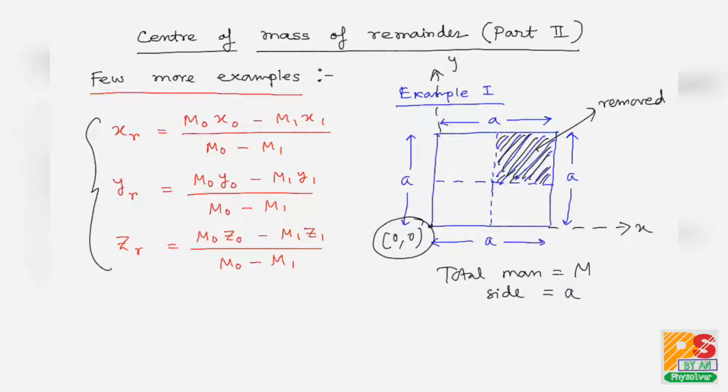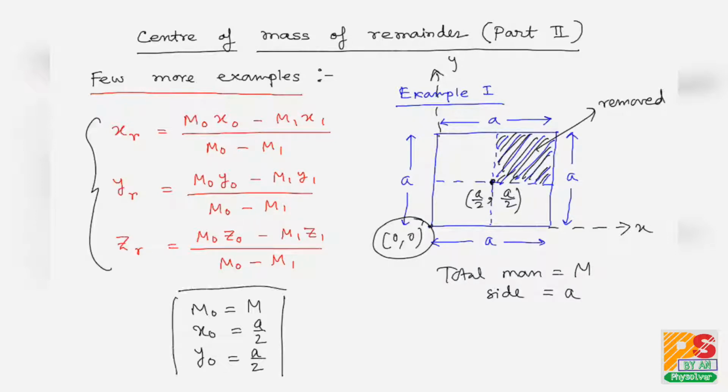Okay. Now, total mass m naught is M here, and what is the center of mass of the entire square plate? This is the position of the center of mass of the square plate, which has a coordinate of very simple a by 2 comma a by 2. So x naught is a by 2 and y naught is also a by 2. Now coming to the removed part, this is the original part.